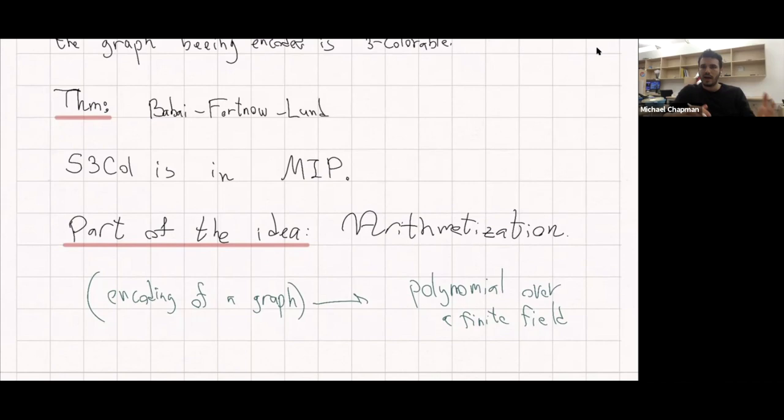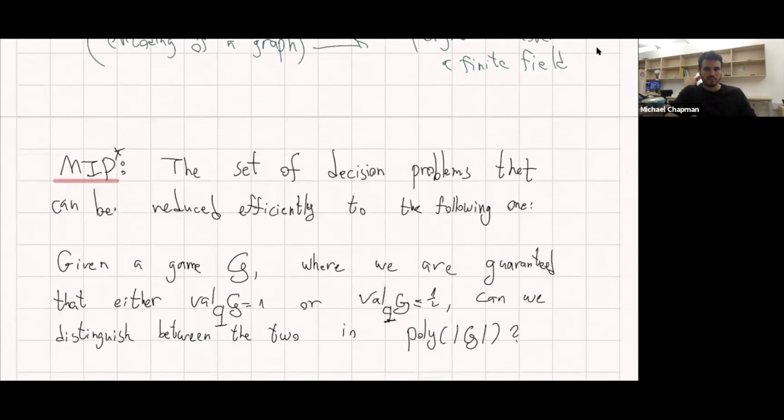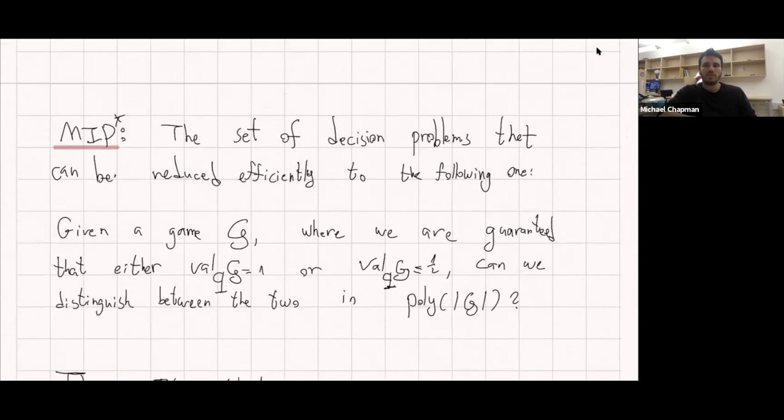Great. Now I want to explain what MIP star is, and I have 5 minutes, so it will be enough. So what is MIP star? It's the same thing, replacing the classical value with the quantum value. Again, it's all decision problems that you can, in polynomial time in the size of the input, define a game using the instance that either has quantum value 1 or has quantum value bounded by 1/2. If it has quantum value 1, the instance is in the set, so the decision is yes. And if the quantum value is bounded by 1/2, the decision is no. So this is just MIP star.